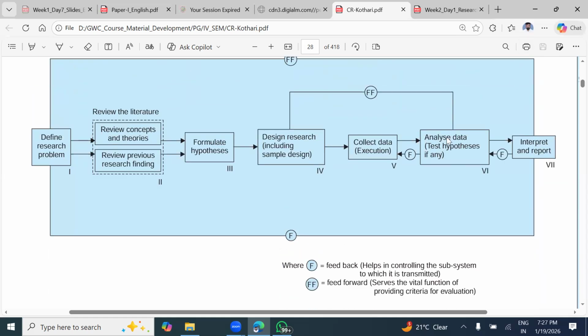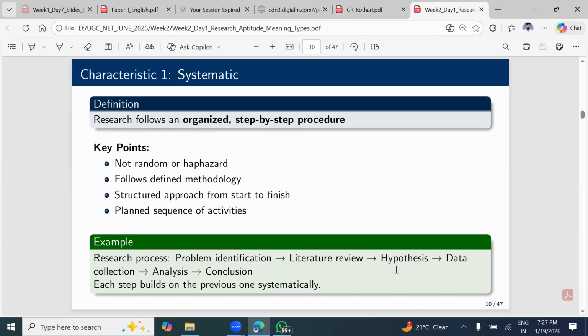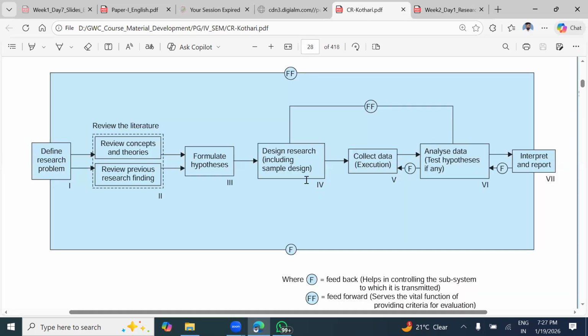So this is excellent. I think Kothari's book is a very good book for research. Many of you are pursuing your final semester, and even if so, please remember these seven steps. Sometimes the question also comes on the sequence of the research process. Okay, please remember this. Each step builds on the previous one systematically. That is the reason why it is called a systematic approach.